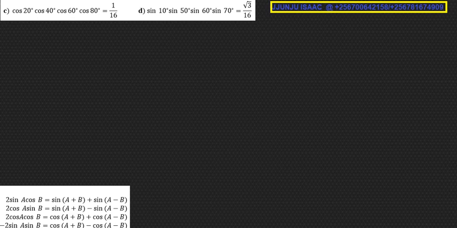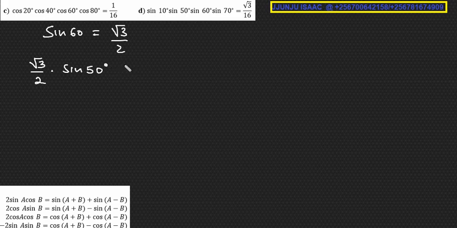In part D, now here sine of 60 is root 3 over 2. We can get rid of that straight away. Root 3 over 2. So we shall now be having root 3 over 2 times sine 50 degrees, sine 10 degrees and sine 70 degrees.